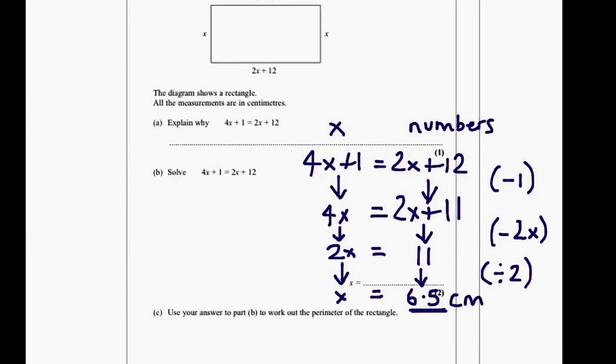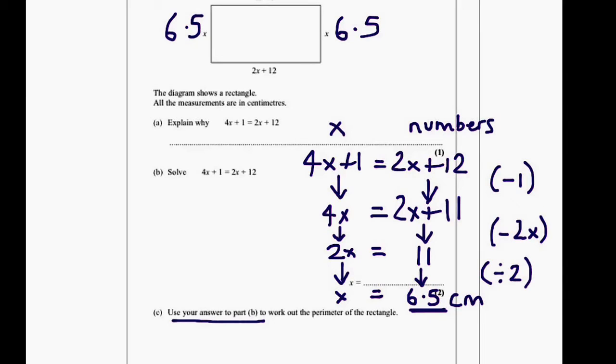And now it says use your answer to part B to work out the perimeter of the rectangle. Even if you'd got this answer wrong, as long as they see that you've used your answer, you would get at least some of those marks. So if I think that x is equal to 6.5, that means that that side there is 6.5, that side there is 6.5. Then I've got 4 lots of 6.5.